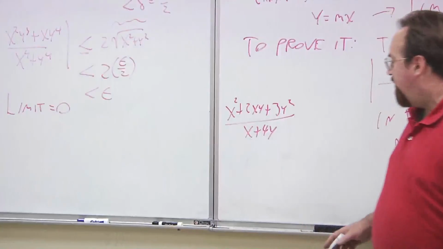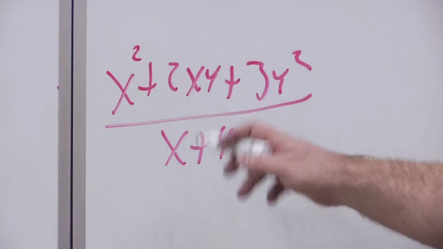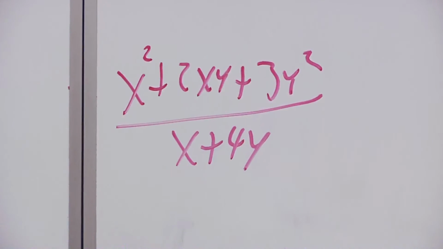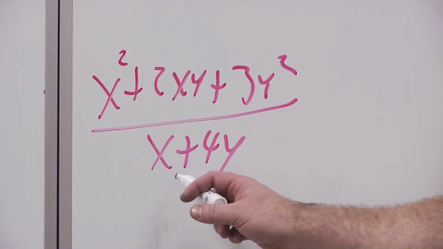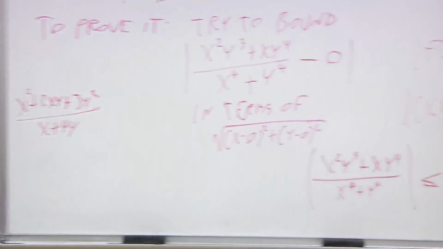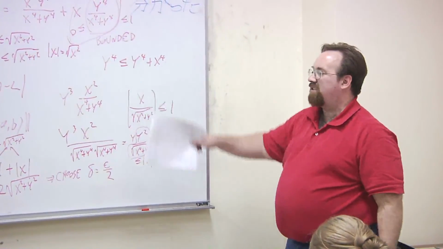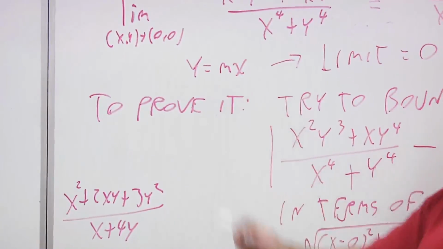Doing this example, a function like this, on the other hand, you think you could do the same thing with this kind of function? If the powers up top are greater than the powers on the bottom, this actually fails, the limit doesn't exist, because the denominator becomes 0 when x is equal to minus 4y. You can try this process, but it'll fail. If you try this, that's when you'll find it fails.